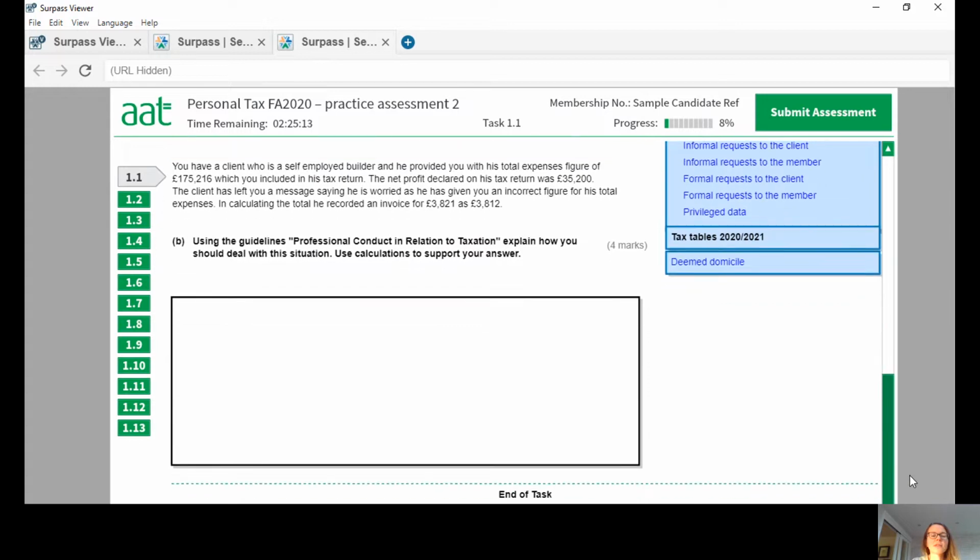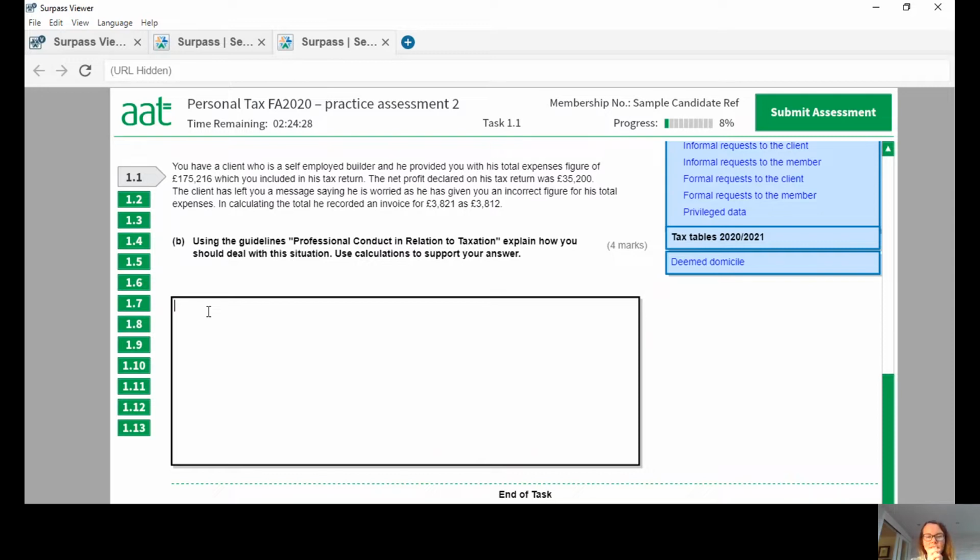Part B, you have a client who is a self-employed builder and he provided you with his total expenses figure of 175,216, which you included in his tax return. The net profit declared on his tax return was 35,200. The client has left you a message saying he is worried as he has given you an incorrect figure for his total expenses. In calculating the total, he recorded an invoice for 3821 as 3812. Ooh, big wow, we're thinking.